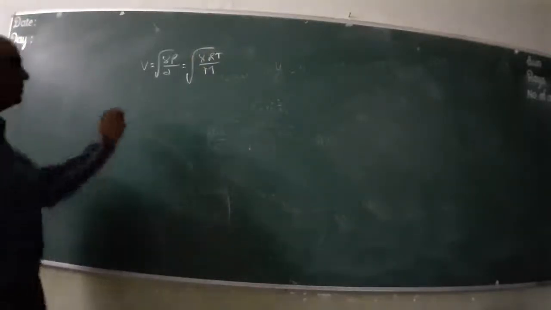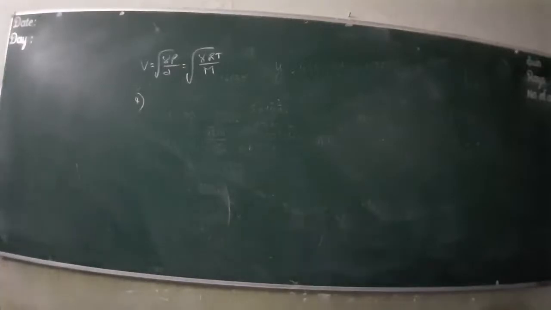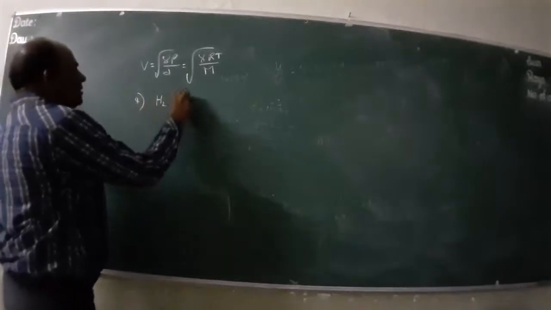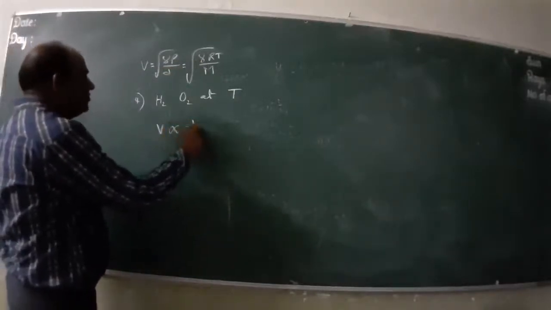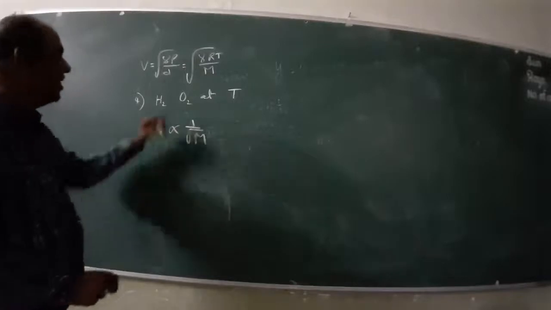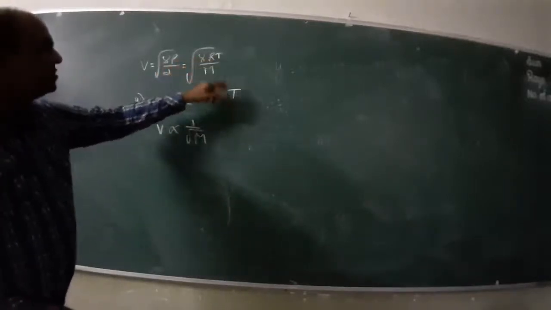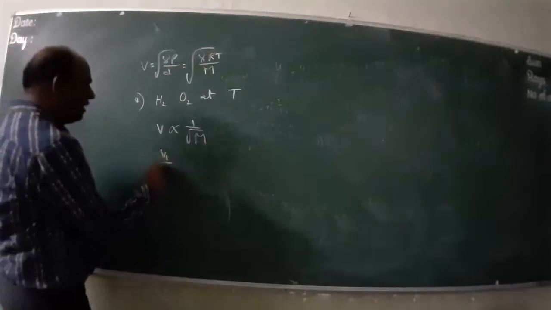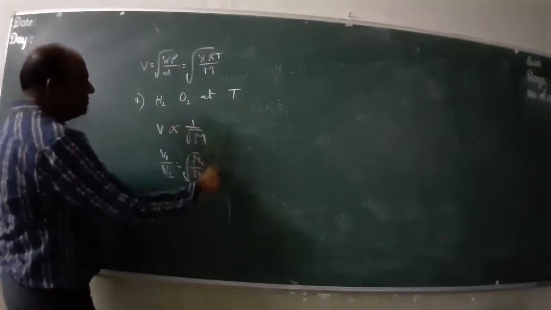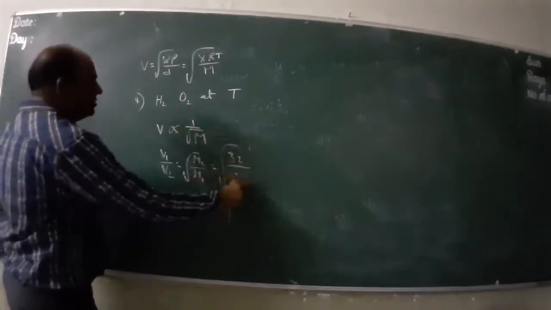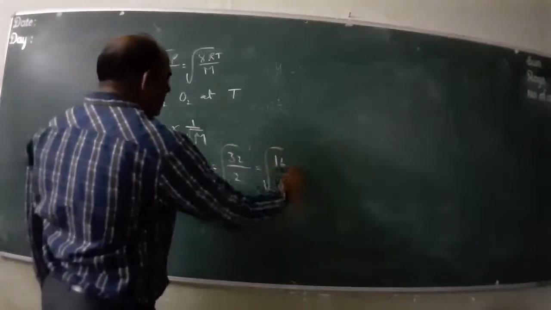Fourth problem: calculate the ratio of the velocities of sound in hydrogen and oxygen at temperature T. At constant temperature, hydrogen and oxygen are both diatomic gases. So velocity of sound is inversely proportional to the square root of molecular weight, because gamma, R and temperature are constant. Therefore V1 by V2 is equal to root of M2 by M1. M2, the second gas, oxygen, has molecular weight 32, and hydrogen 2. So root of 16 by 1, that is 4 by 1.